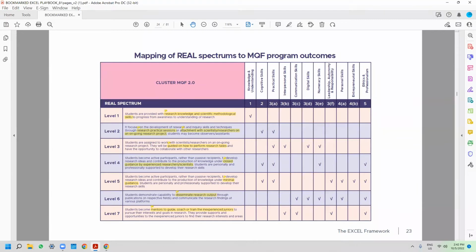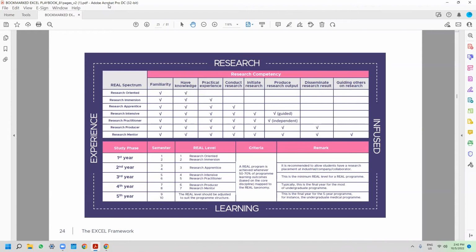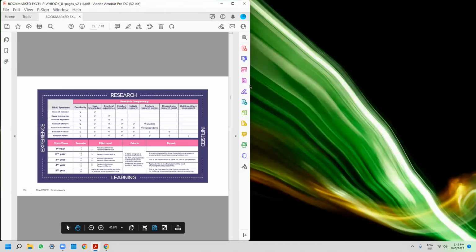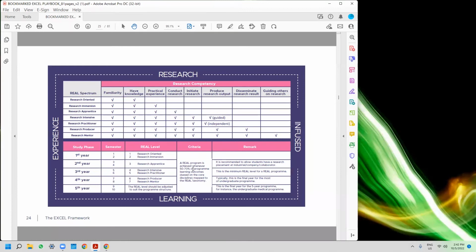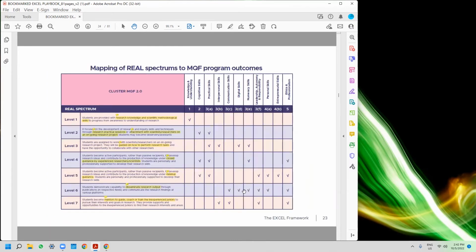Okay, so can you go to the next slide after this page? Yeah, this one. So 50 to 70%, okay, yep, to map to the taxonomy. So the taxonomy is this one, is it? The spectrum, whether it's research oriented? This one.